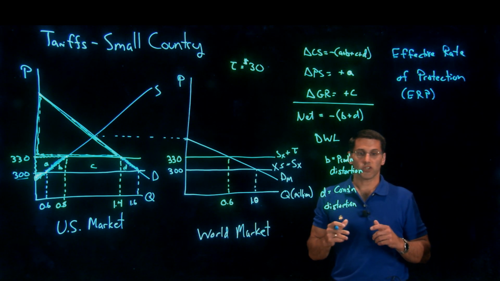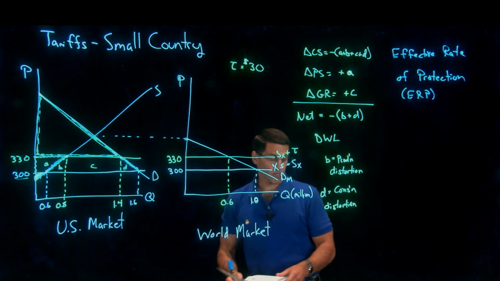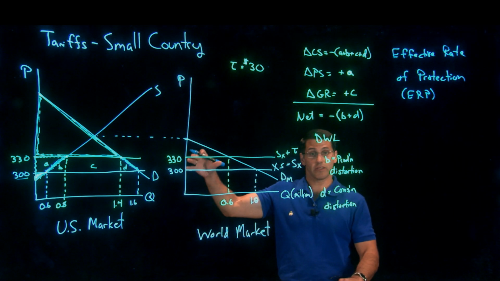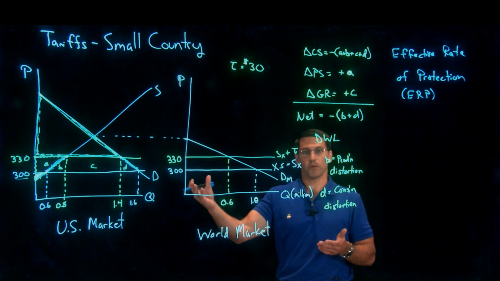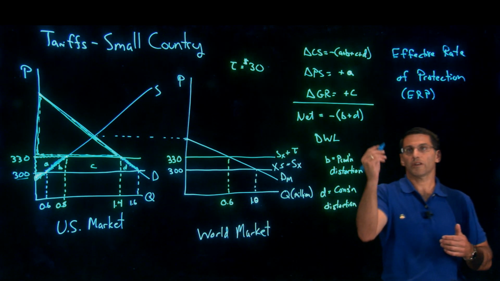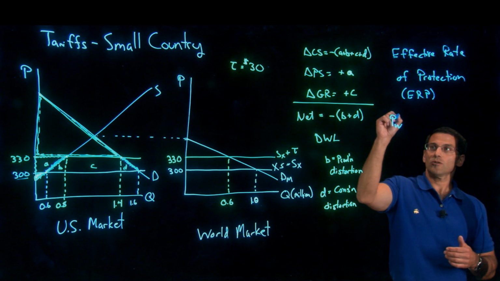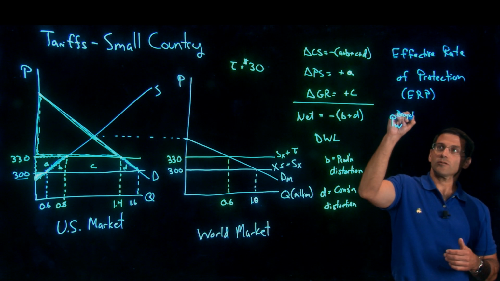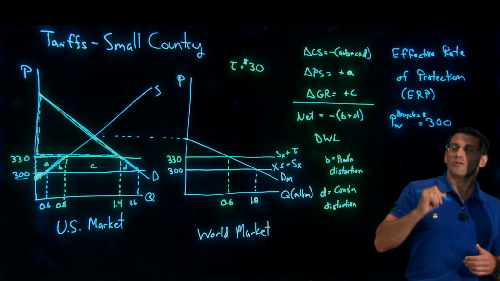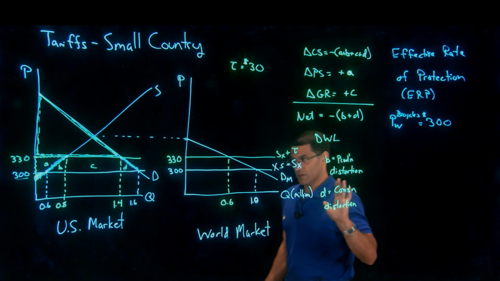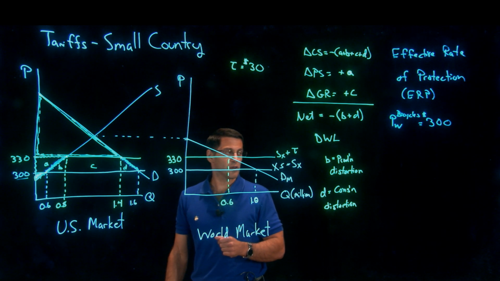The effective rate of protection takes a look at the percentage change in value added when you take into account all of the tariffs in this particular industry. And why do we say all the tariffs? Well, if we continue with this example, what we have initially is a world price for our bicycles of $300. That is the price that the bicycle suppliers are receiving when they sell the bicycles.